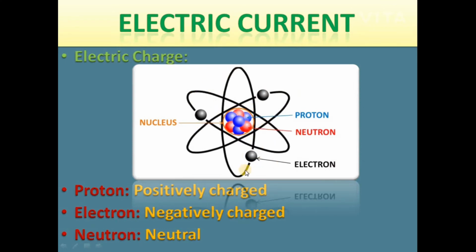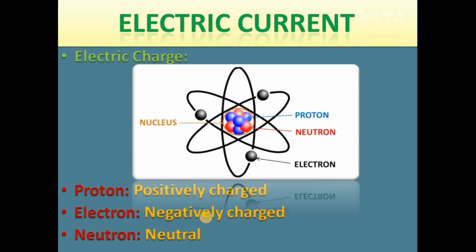Okay, electrons are revolving around the nucleus. In the 8th standard, you discussed that protons are positively charged, electrons are negatively charged, and neutrons are neutral. Neutrons do not possess any charge. Then what is a charge? Charge is a property of having attraction or repulsion.